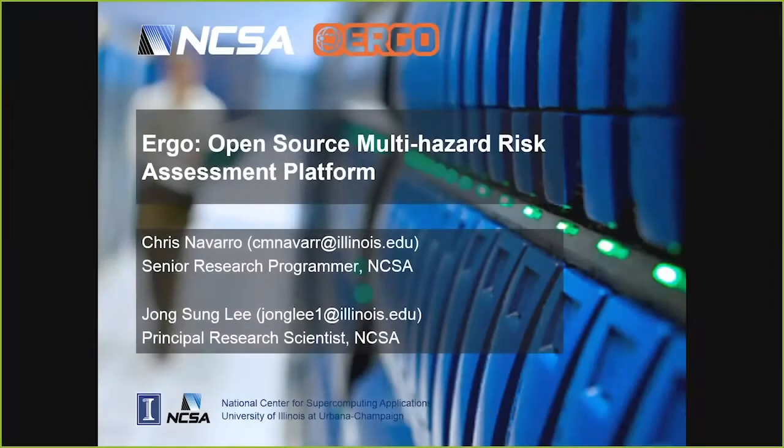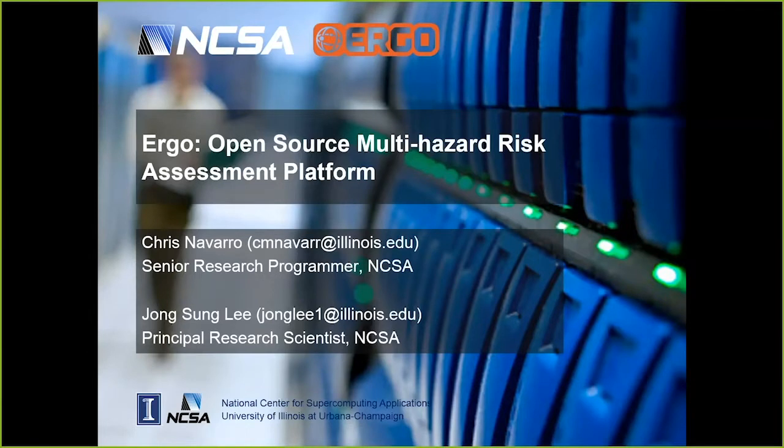The first lightning talk that we have today is titled Ergo, Open Source Multi-Hazard Risk Assessment Platform, which is coming out of the National Center for Supercomputing Applications. It's an open source multi-hazard assessment, response, and planning platform that is allowing users and developers to lead with a spatially enabled, extensible, semantically aware Java plugin based platform based on the Eclipse Rich Client Platform that allows developers to extend the platform and add new functionality, data types, visualizations, analyses, and other things to enrich the platform's capabilities.